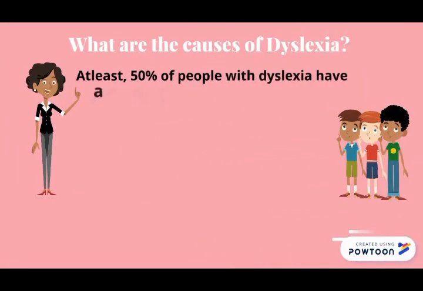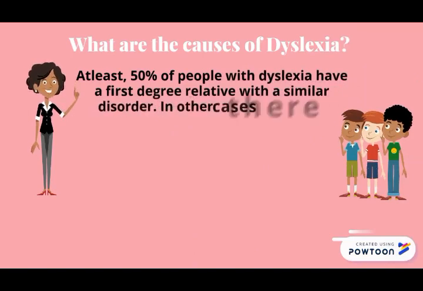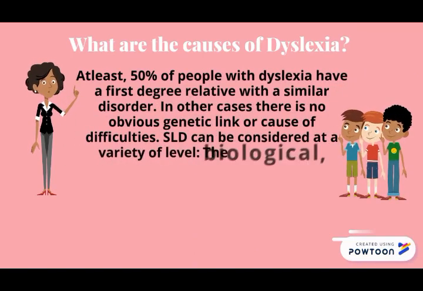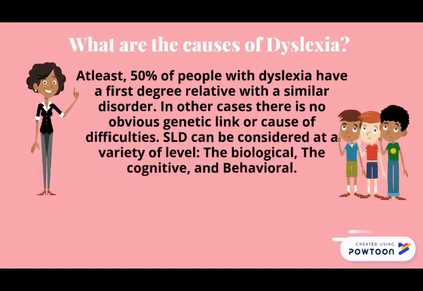What are the causes of SLD? At least 50% of people with dyslexia have a first-degree relative with a similar disorder. In other cases, there is no obvious genetic link or cause of difficulties. SLD can be considered at a variety of levels: the biological, the cognitive, and behavioral.